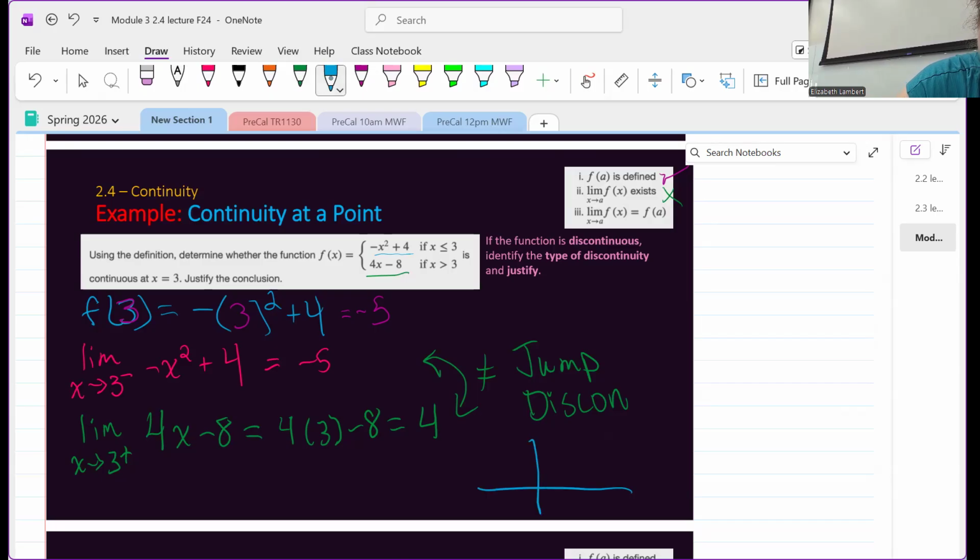So this particular graph, as we're approaching 3, on the left side, the graph is doing whatever, and it's coming down here to a negative 5. And then on the right side, it's up at 4 and then is doing a thing. So we even know that the point on the bottom is filled in. That's where f of 3 exists, but the right side of the function doesn't get anywhere close to that value.